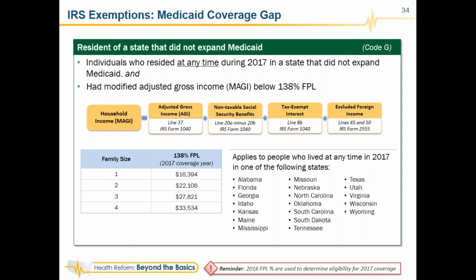And a person really just has to live in one of those listed states for any time during 2017, not for the whole year or more than half the year or any other sort of calculation, but really any time in those states. It's a very flexible calculation, and people can claim an exemption.